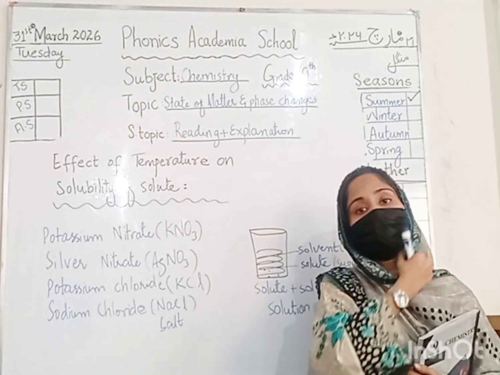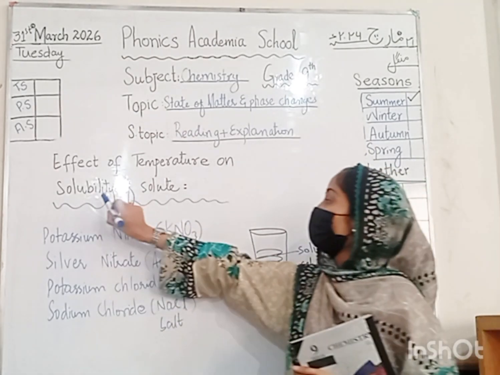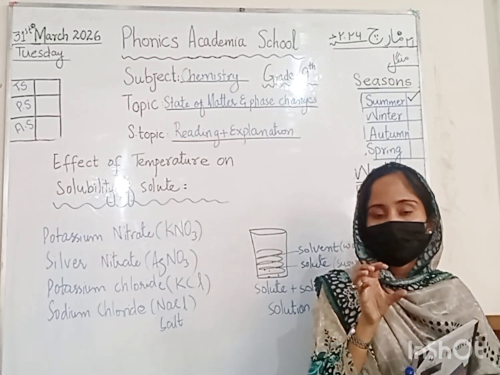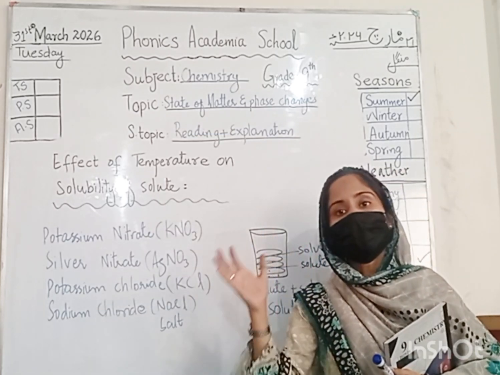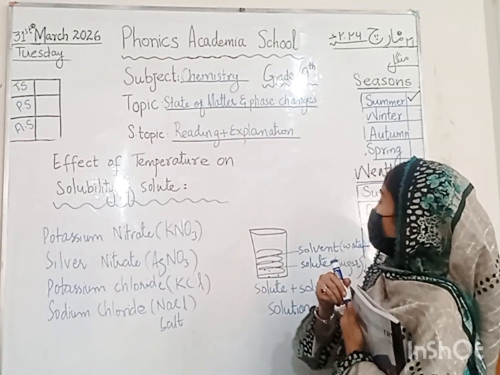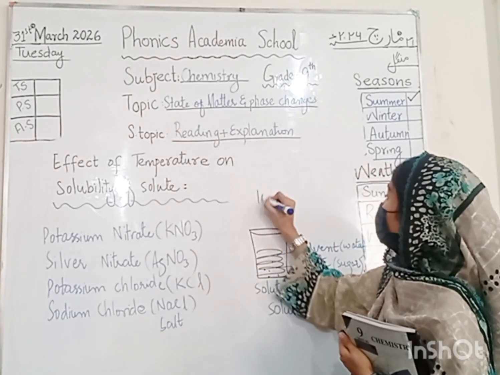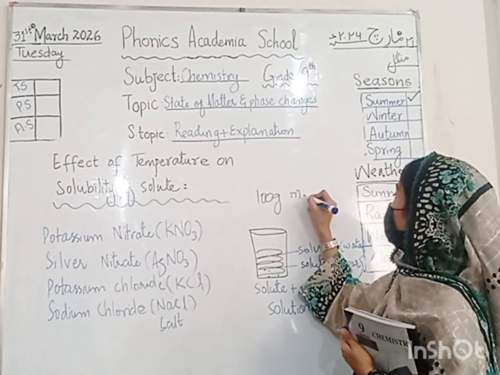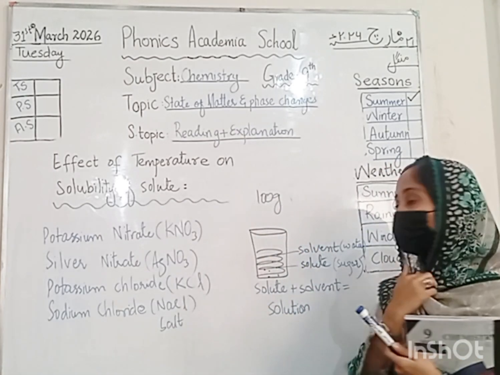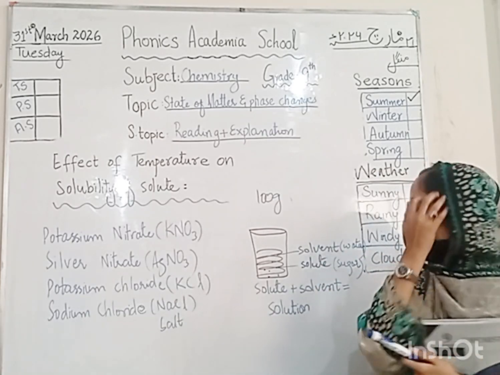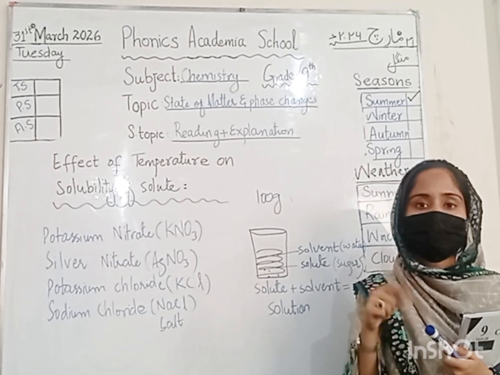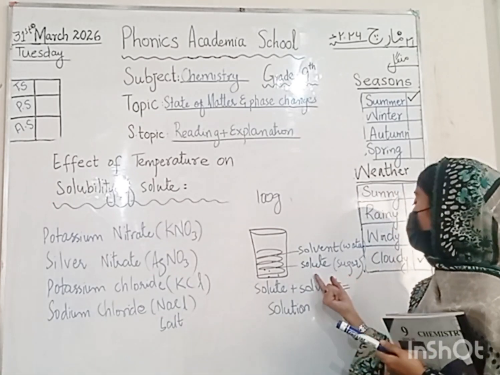So students, first of all you must be aware of the word solubility. Solubility is the process in which we find out how much solute will get mixed in 100 grams of water or any solvent. So first of all you must be aware of what is solute and what is solvent. You have a glass of water and you have added 1 tablespoon of sugar in it. So sugar will be the solute.